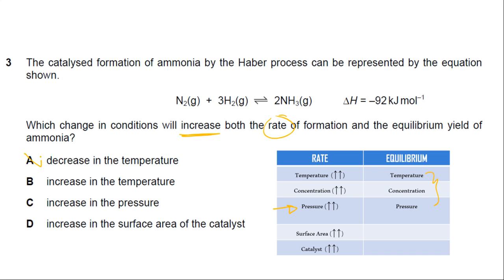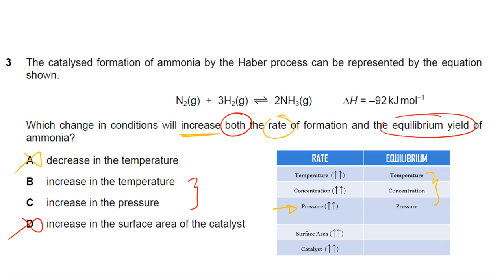Decrease the temperature. That can't happen. Increase the temperature, well and good. Increase the pressure, well and good. Increase the surface area of the catalyst, well and good. However, because we also need to increase the equilibrium yield, and because the increase in the surface area of the catalyst has no impact on the equilibrium yield, D cannot be the answer. So it's either B or C.